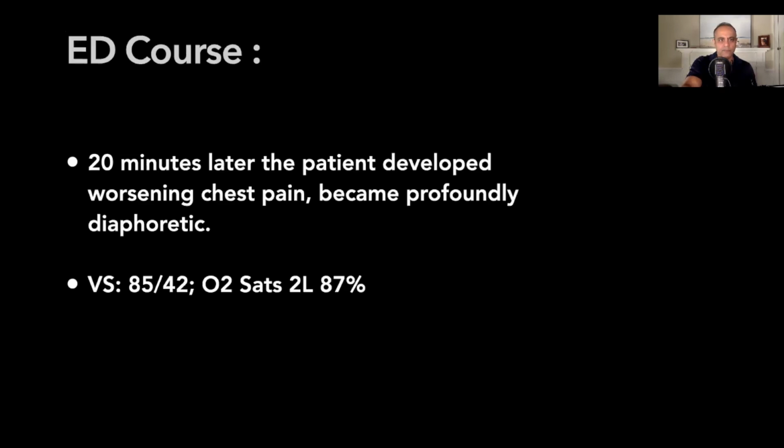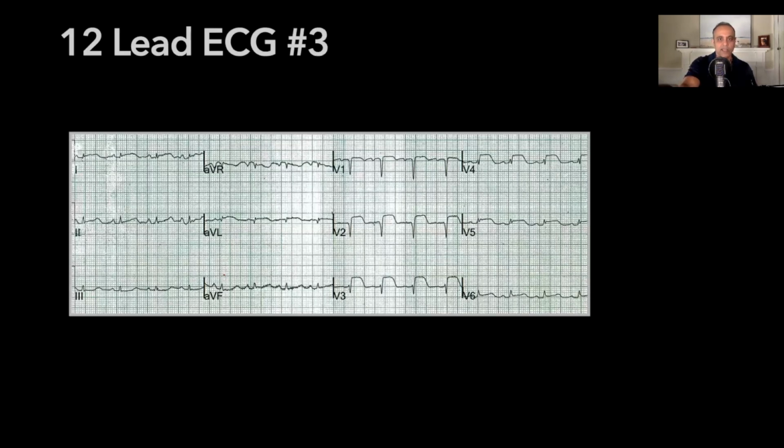And now, 20 minutes later, the patient developed worsening chest pain. She became profoundly diaphoretic and ill. And guess what happened? She tanks her blood pressure. Everyone acted quickly. The STEMI checklist came out, and she quickly had another ECG as we were prepping her for the cath lab. And here's what it showed.